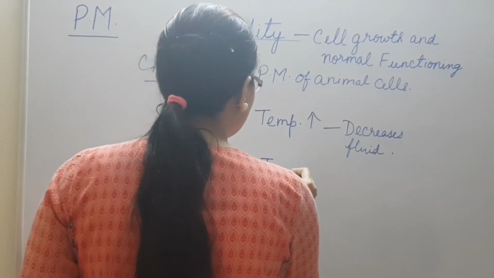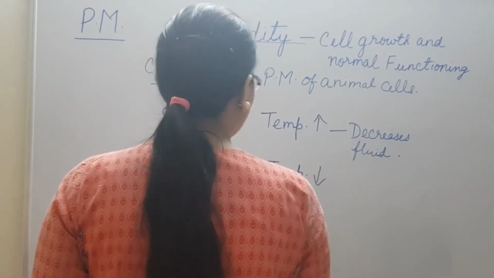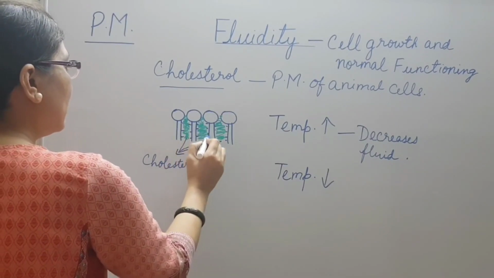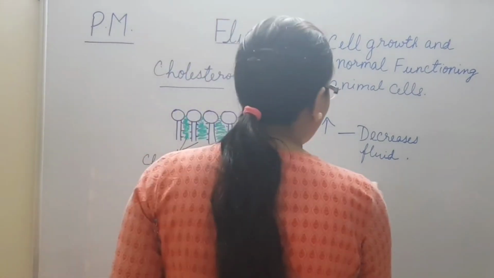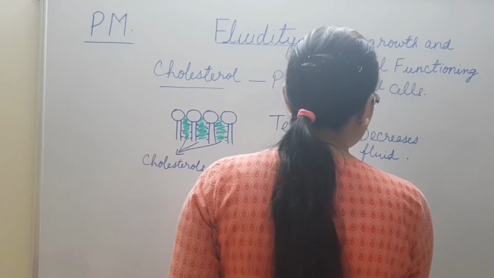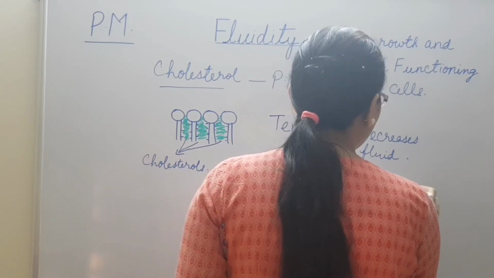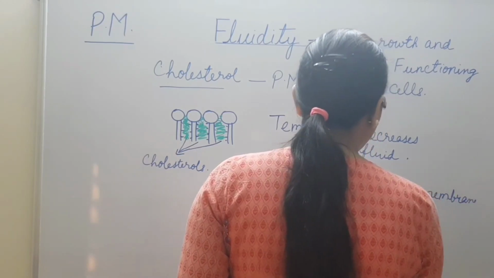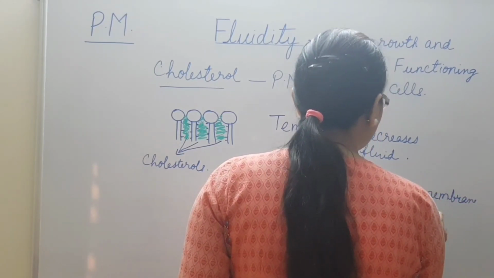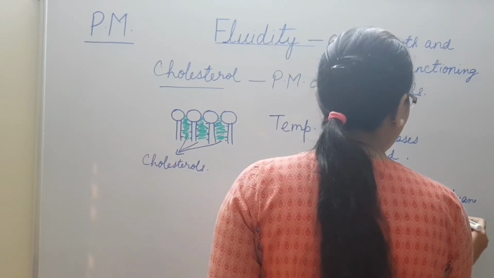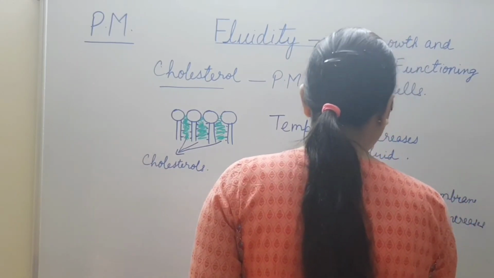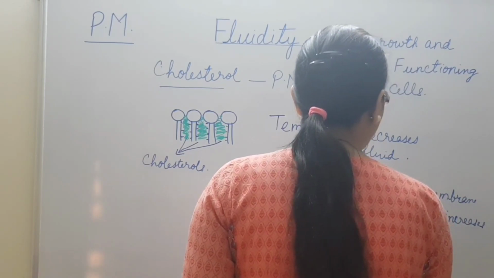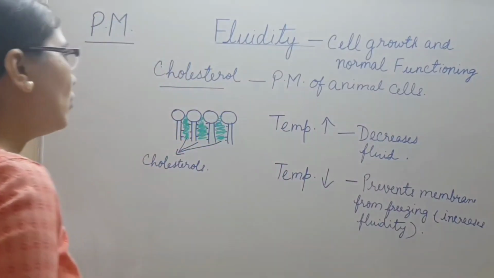When the temperature decreases, we know that the membrane becomes less fluid. Presence of the cholesterol interferes with the interaction between fatty acid chains. So, cholesterol prevents the membrane from freezing, so it increases fluidity of the membrane at lower temperature in the presence of cholesterol.